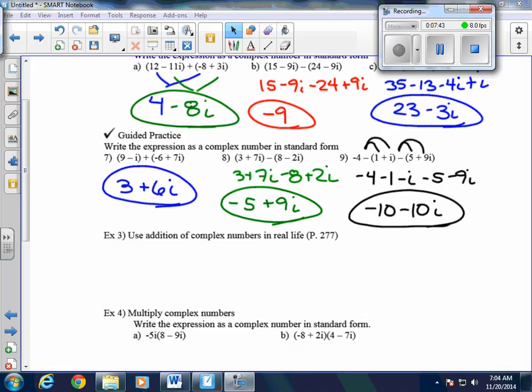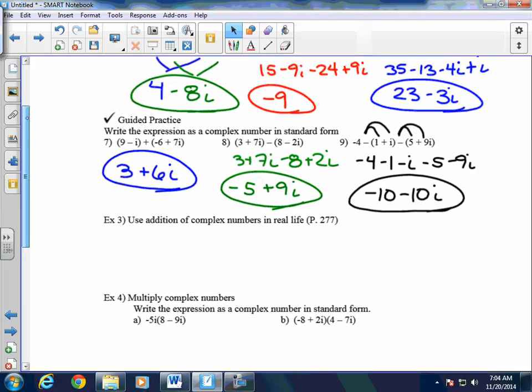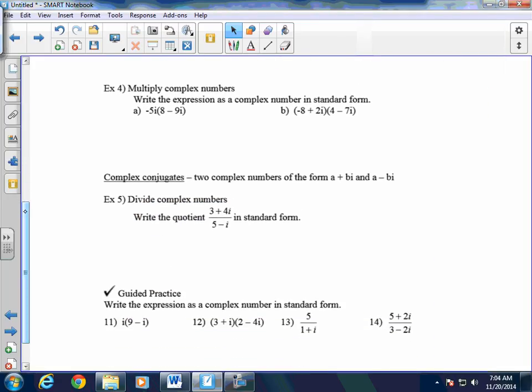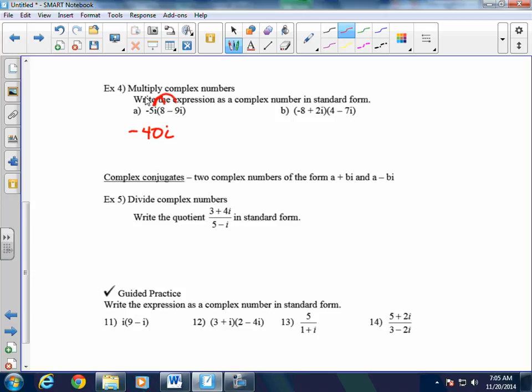There are the answers to guided practice 7, 8, 9. We're going to skip example 3, and we're going to jump right down to example 4, which is multiplying. Same thing is going to be true here. In example A, we're going to use the distributive property. So if we do that, we're going to get negative 5i times 8, which is negative 40i, and then negative 5i times negative 9, which is positive 45i squared.